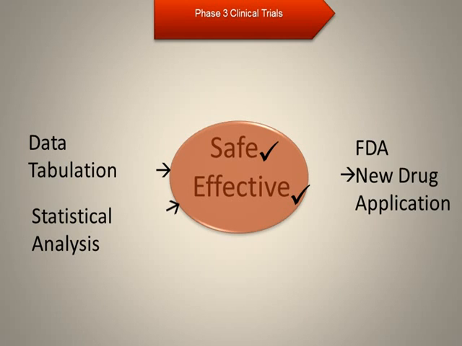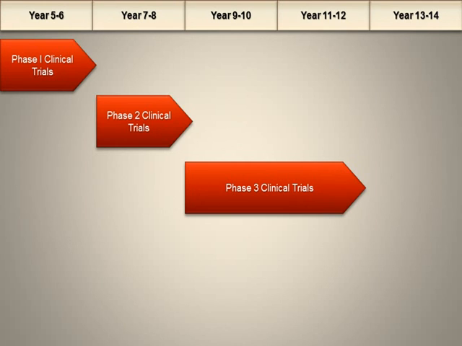After the data are collected, the data are tabulated, and statistical analysis will test the effectiveness and safety of the investigational drug. This data will be transmitted to the FDA with the request for approval of the drug for sale. The Phase 3 study may take from 2 to 4 years.